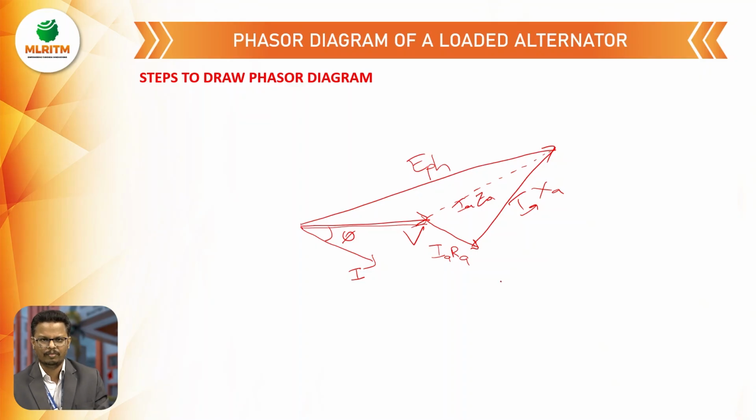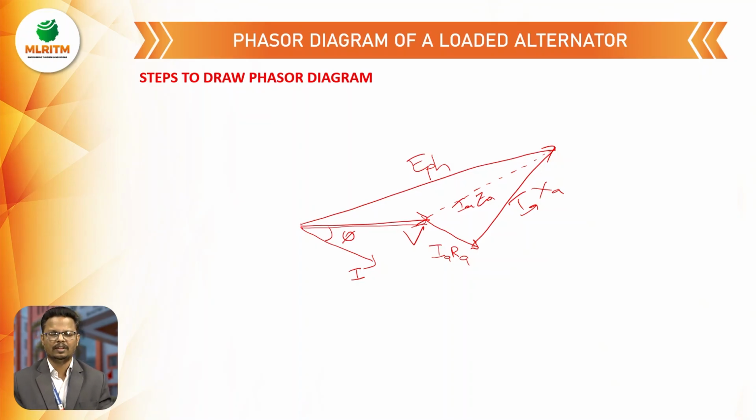Next, we have to represent the reactance drop. That reactance drop is perpendicular to the IaRa drop, and the resultant of the armature resistance drop and the reactance drop is nothing but the impedance drop. The resultant line gives the induced EMF. So these are the basic steps to draw the phasor diagram, right?